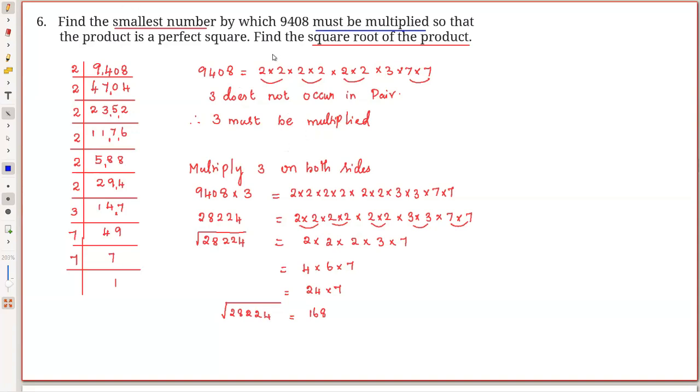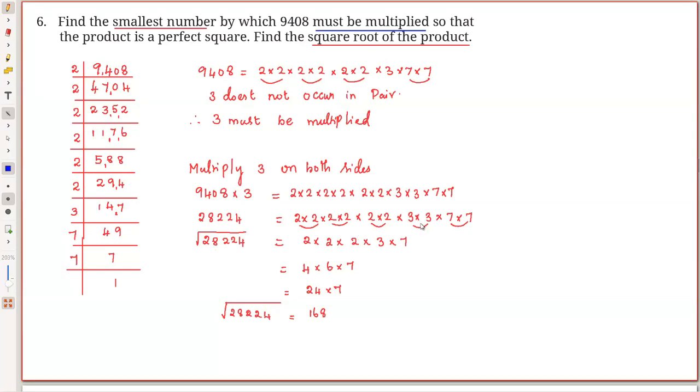Okay, so here they asked, find the square root of the product. So I have to multiply 3 on both the sides. I'll be getting the number. For that number, again, I have to find the square root. Just multiply 3 on both the sides. So this side we are getting 28,224. Again, for this, we no need to find the prime factorization. That is a waste of time. From this directly we can get it.